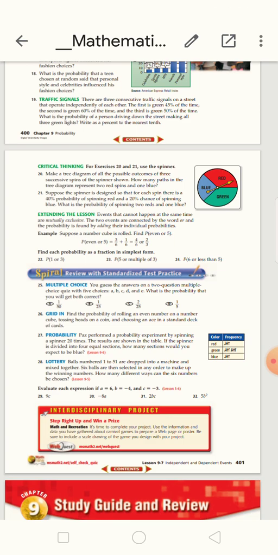21. Suppose the spinner is designed so that for each spin there is a 40% probability of spinning red and a 20% chance of spinning blue. What is the probability of spinning 2 red and 1 blue?